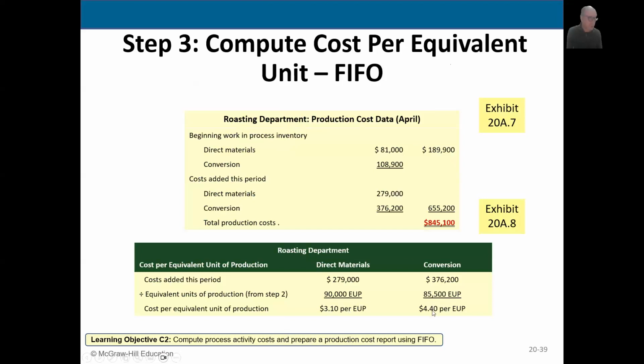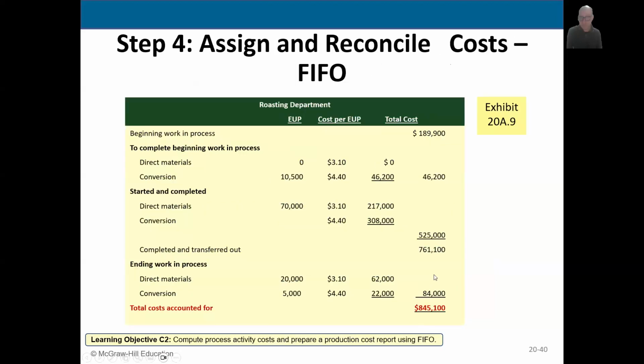We follow that same process, and our conversion cost per unit is $4.40. That, of course, gives us a total product cost per unit of $7.50. And then the fourth step is to assign and reconcile those costs, just as we have done for the weighted average. Equivalent units times the cost gets us total cost.